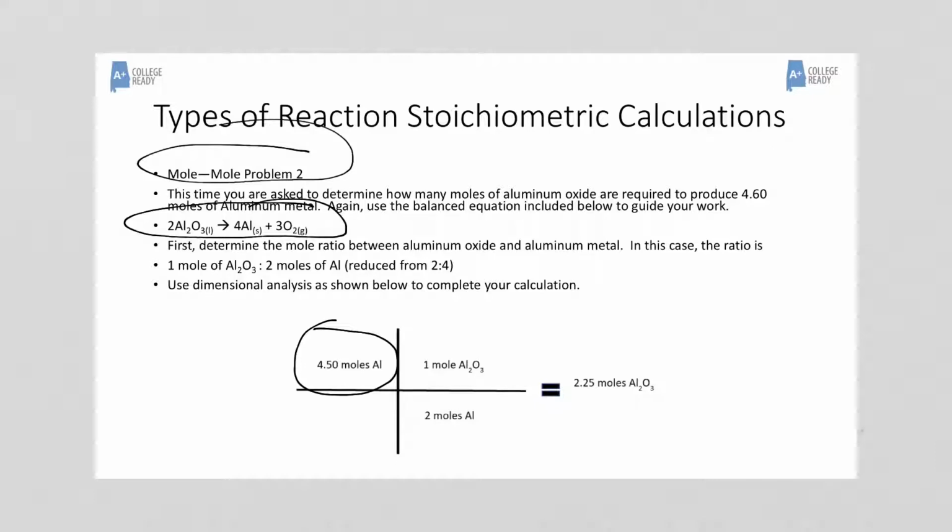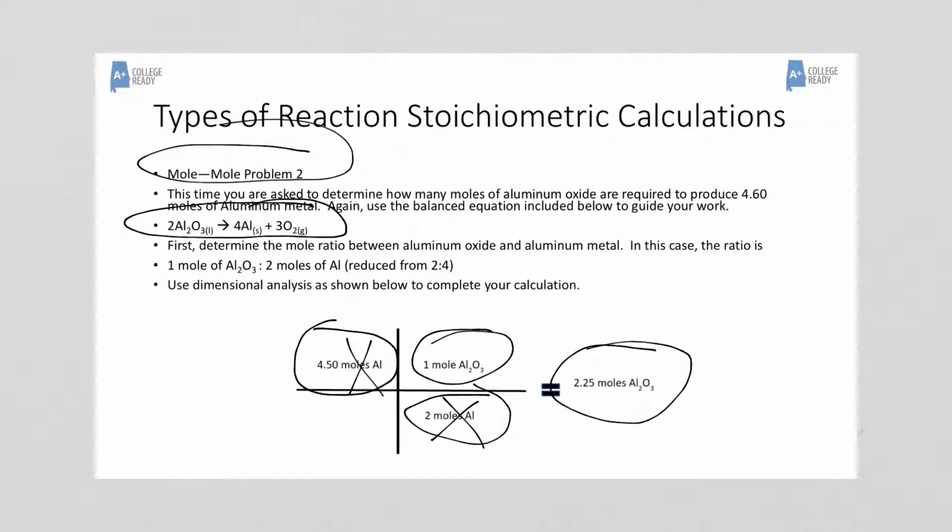So we get a mole ratio between aluminum and aluminum oxide, 4 moles of aluminum to 2 moles of aluminum oxide, which we're going to reduce down to a 2 to 1 mole ratio. The aluminum portion of that conversion factor goes on the bottom so that moles of aluminum cancel with moles of aluminum. The aluminum oxide portion goes on top. We multiply across the top, divide by the bottom, and we end up with 2.25 moles of aluminum oxide. If that decomposes, it will produce 4.5 moles of aluminum metal.